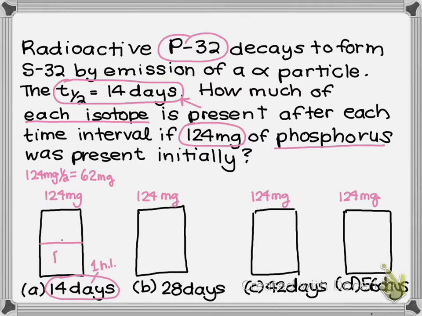And so I would have phosphorus 32, that would be 62 milligrams. And then the rest of it would change into sulfur 32, which would also be 62. Remembering that the total sample always has to equal, these two things together always have to equal 124.